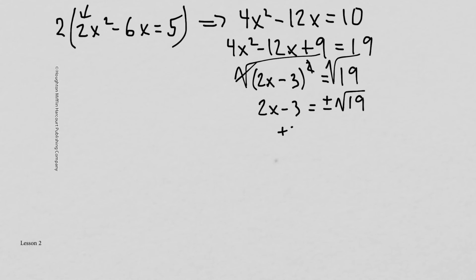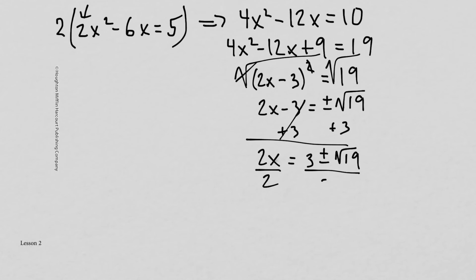I add 3 to both sides. I'm not going to split it up into two solutions in this case. I'm going to leave it. So I get 2x equals 3 plus or minus radical 19. And finally, I divide by 2. And there's my final answer. X equals 3 plus or minus radical 19 all over 2.